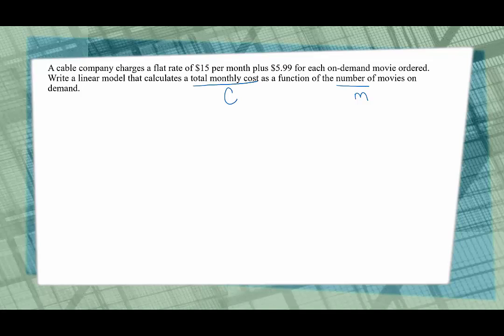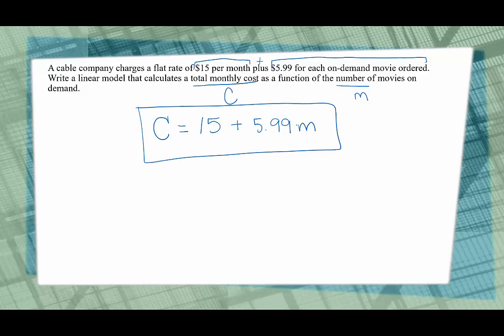And what do we know? Well, we know that the total cost is going to be a result of this $15 per month plus the $5.99 for each movie ordered. So what we're looking at is the monthly cost. So the monthly cost is going to be $15, even if we didn't watch a single movie, plus $5.99 for every single movie we watched in that particular month. This would be our model for this situation.